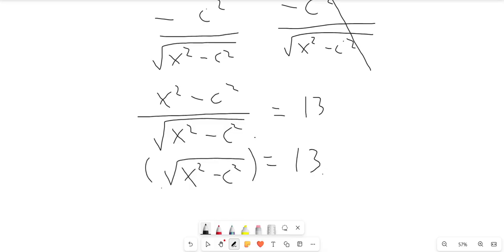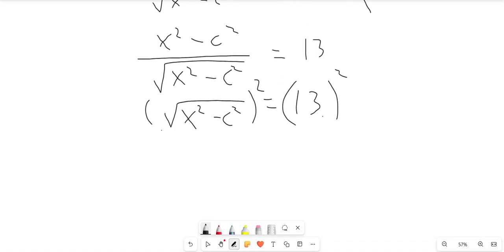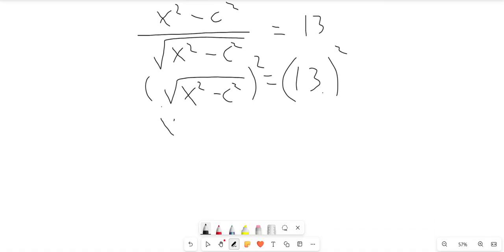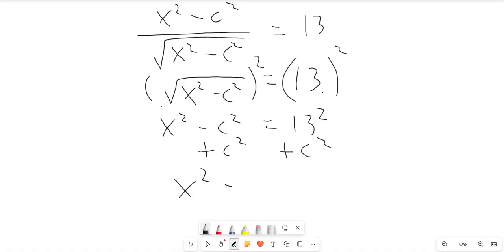We can square both sides to get rid of that inconvenient root symbol. We would have now x squared minus c squared equals 13 squared. Adding c squared to both sides, x squared equals c squared plus 13 squared. Now we'll square root so that we can solve for x. Square root of the left, square root of the right.